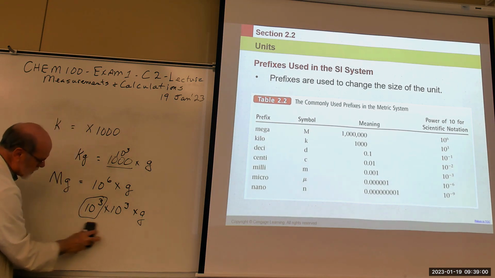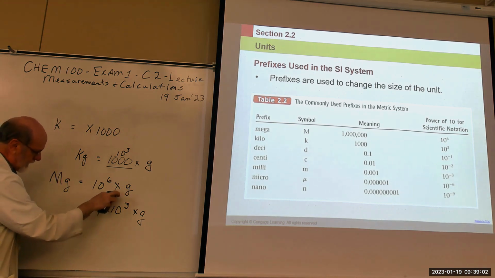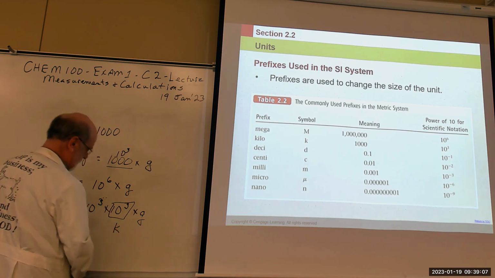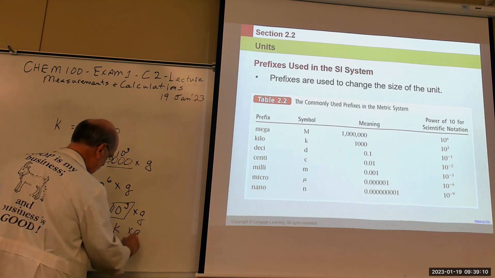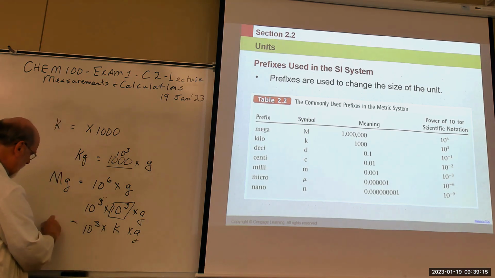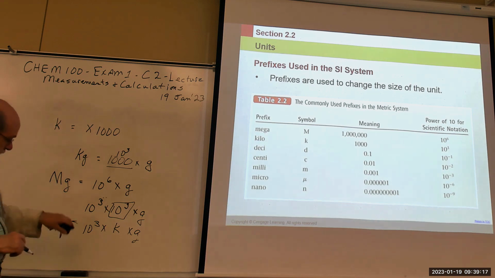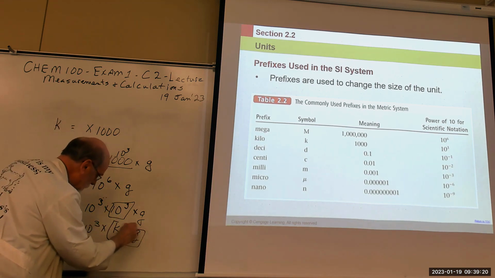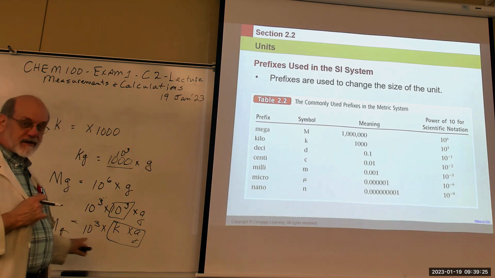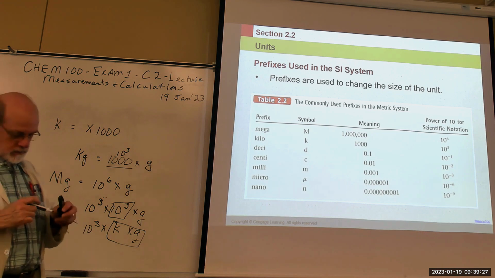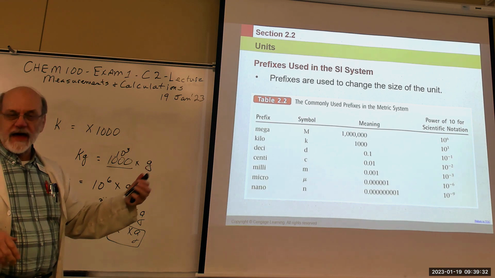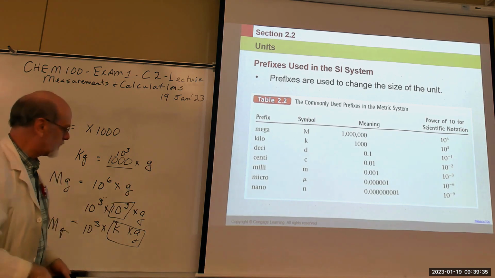Actually, let's change that. Let's move it. I think it'll work better. Let's move it over here. This one is your K. And this one is your gram. And this one is 10 to the 3rd. Okay, that's a megagram. So now we know that a kilogram times 1,000 is a mega. There are other ways to do that, but I thought this would be a convenient way to explain it.